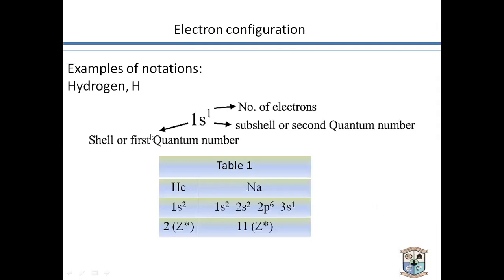So there's this example here: 1s1. This is for hydrogen. So 1 is representing the shell or the first quantum number. The superscript 1 here is representing the number of electrons. s here is the subshell or the second quantum number. So it's s, then p, then d, then f. We'll follow the sequence as we go. Hydrogen is the simplest; its notation is 1s1, and hydrogen has 1 electron.